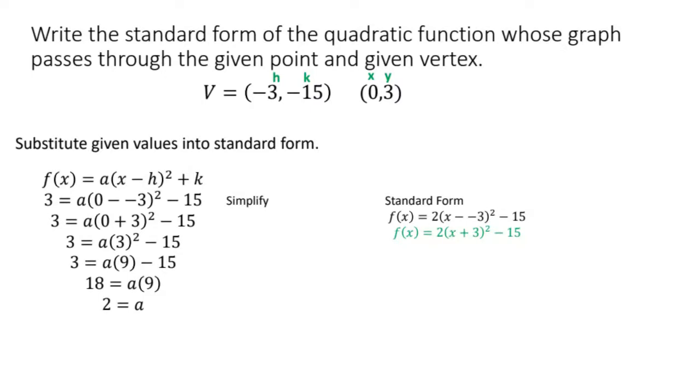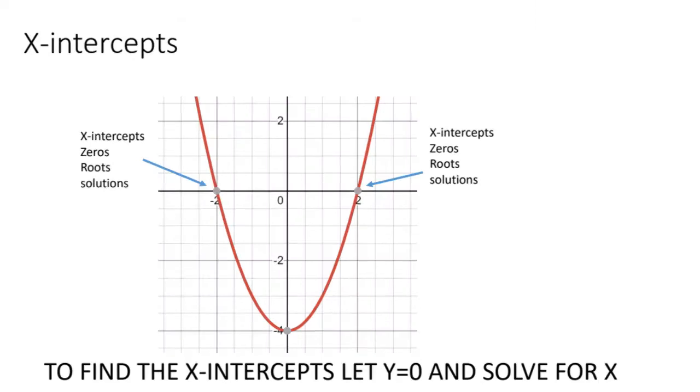Again, a negative times a negative is a positive, which gives us our answer: 2 times (x plus 3) squared minus 15. Okay, all right. Now, to solve for the intercepts, there are several ways of solving for the intercepts.